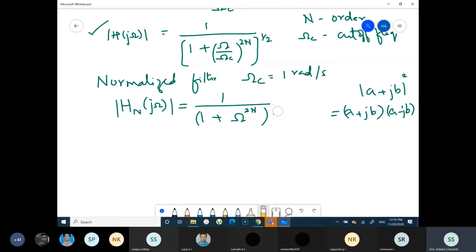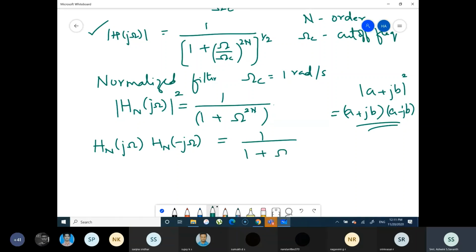We have a square root here, so let's square both sides. So this is what we are going to obtain. Magnitude square equals 1 by 1 plus omega to the power 2n. Then magnitude square, I will write it as Hn of j omega into Hn of minus j omega using this relationship. So that is equal to, right-hand side remains the same, 1 by 1 plus omega to the power 2n.